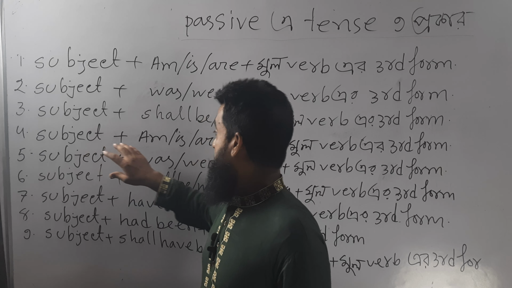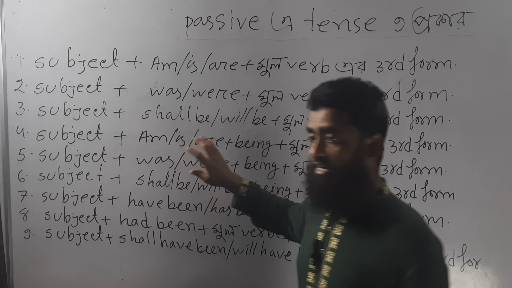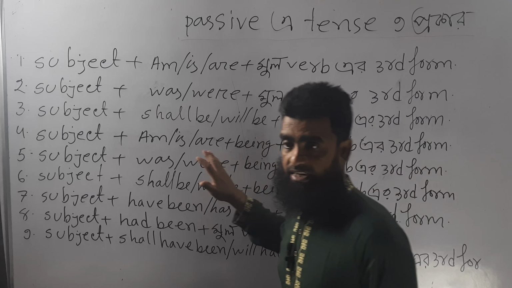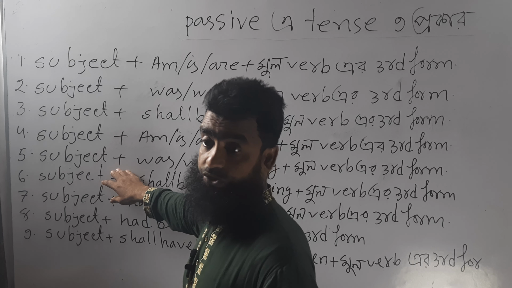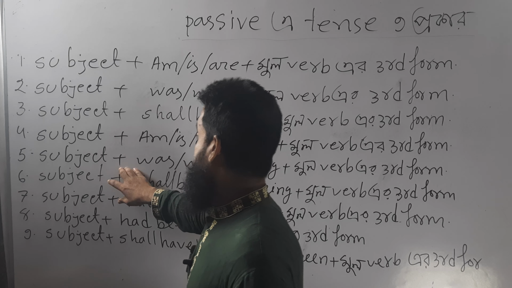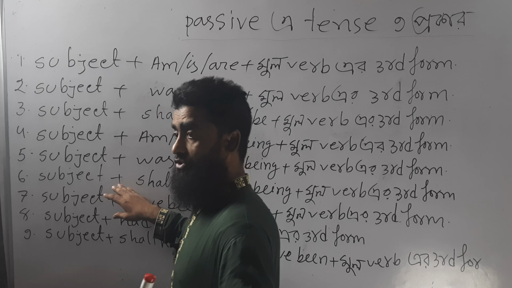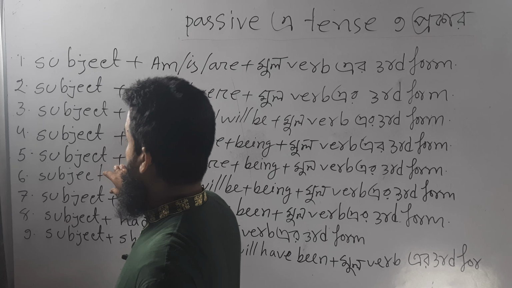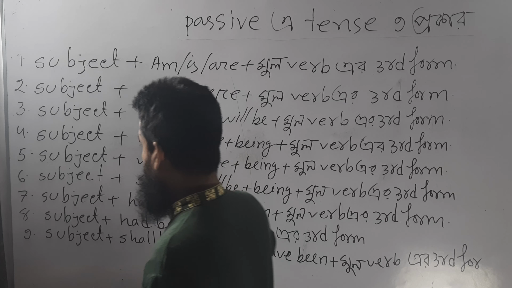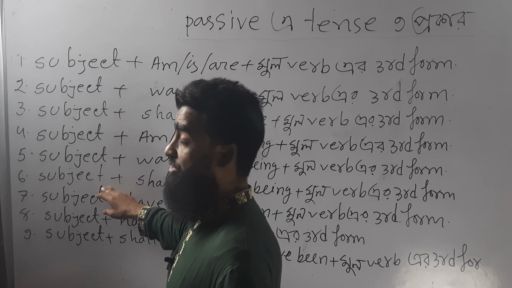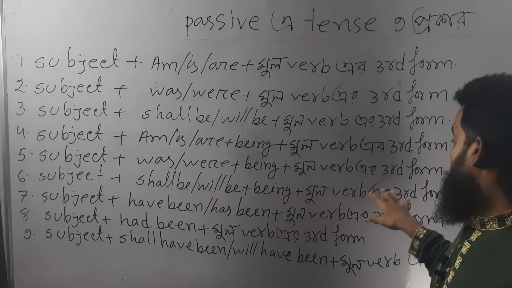Number 4, present continuous. চিঠি পোস্ট করা হচ্ছে, the letter is being posted. Number 5, past continuous. চিঠি পোস্ট করা হচ্ছিল, the letter was being posted. Number 6, future continuous. In the passive, the letter will be being posted.